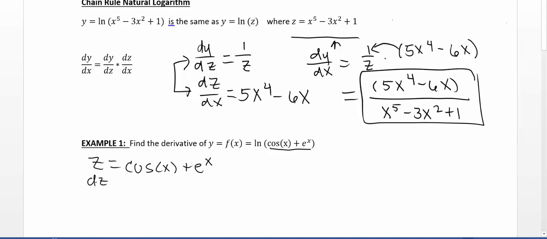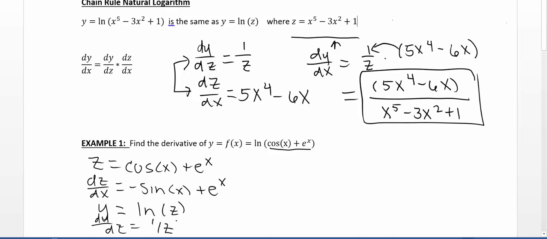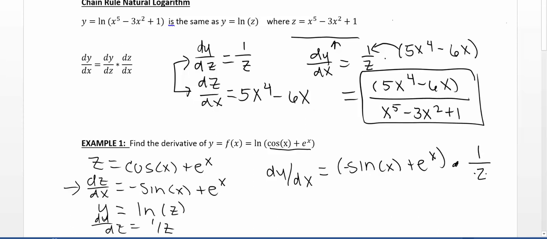We're going to need dz/dx, the derivative of that. Derivative of cosine is negative sine x, and the derivative of e to the x is e to the x. We also need to rewrite y with our z in it, so the natural log of z. And then the derivative, dy/dz, is going to be 1 over z. When we multiply our two derivatives together, we get dy/dx. So we have negative sine x plus e to the x, that's our dz/dx, times 1 over z.